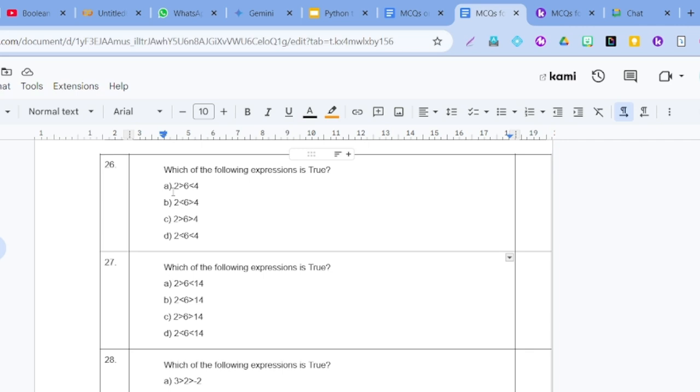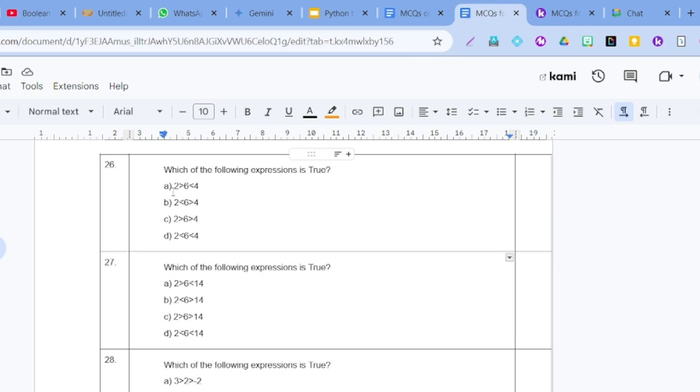So here the first question is, which of the following expression is true? 2 greater than 6 and 6 less than 4. Is that true? No. 2 less than 6 and 6 less than 4. Is it true? No. 2 greater than 6 and 6 greater than 4. I think this is the correct option, because 2 less than 6 is true and 6 is greater than 4.